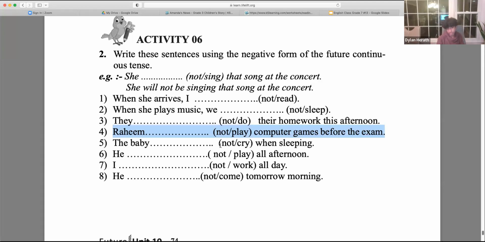How about number 7? I blank not work all day. Yes. Very good. I will not work all day. Again, the last one, number 8. Yes, he will not come tomorrow morning.